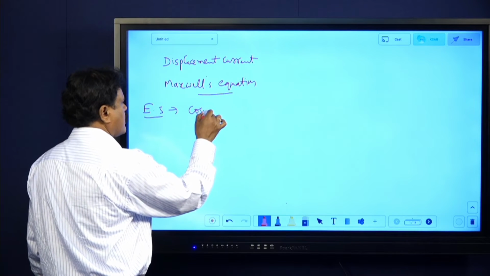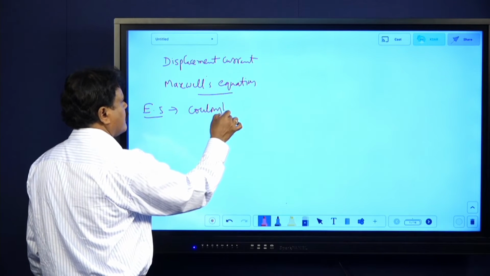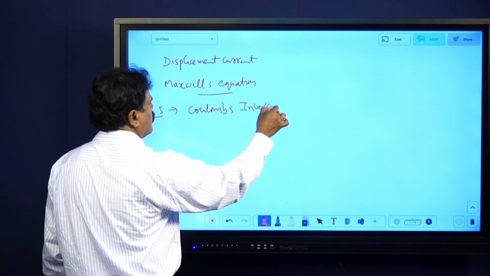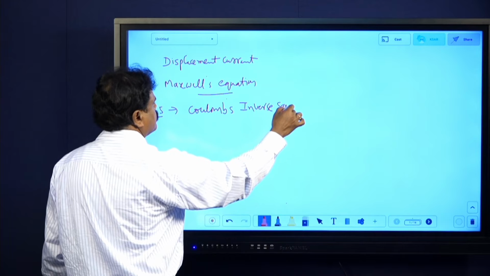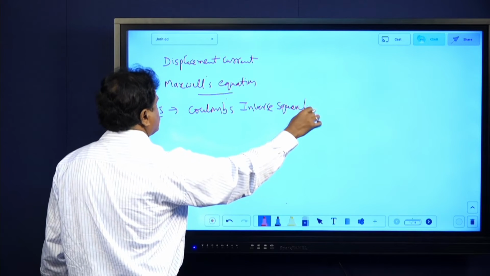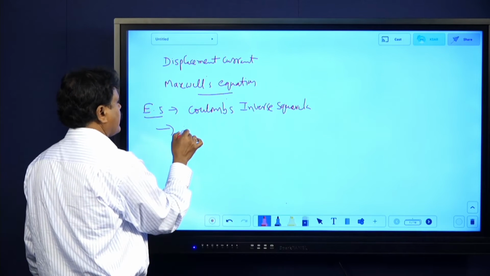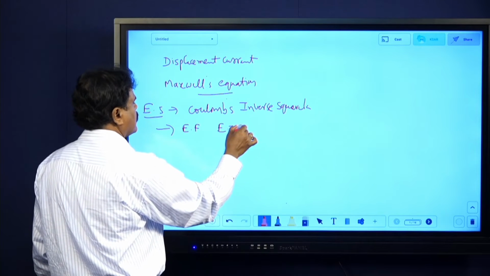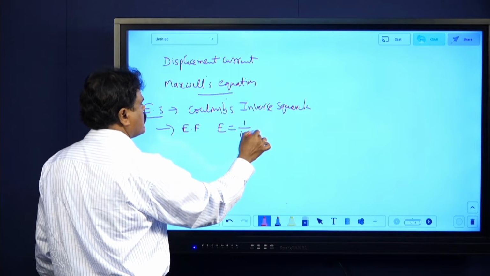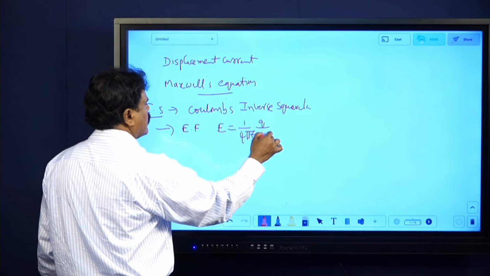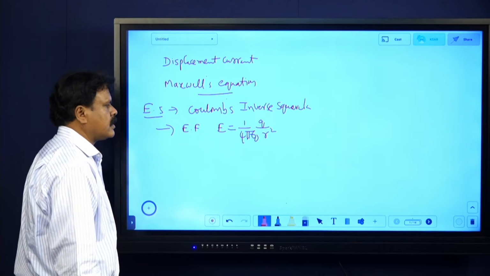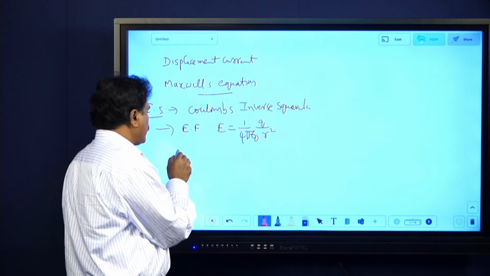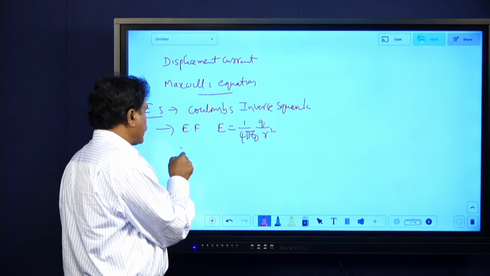Start with Coulomb's inverse square law, because without knowing that, further things will be difficult. Then the concept of electric field, that is E equals 1 by 4 pi epsilon naught Q by R square, electric field. And then electric dipole, already I have explained.